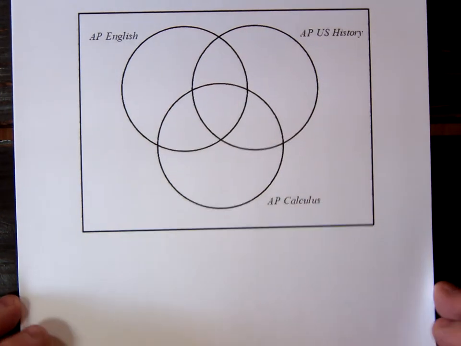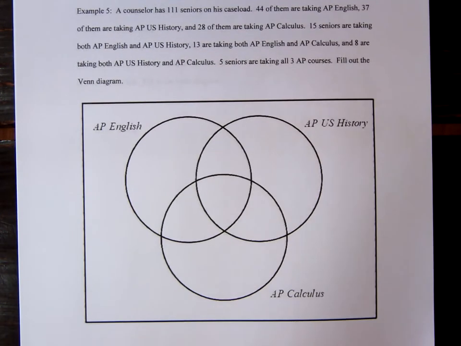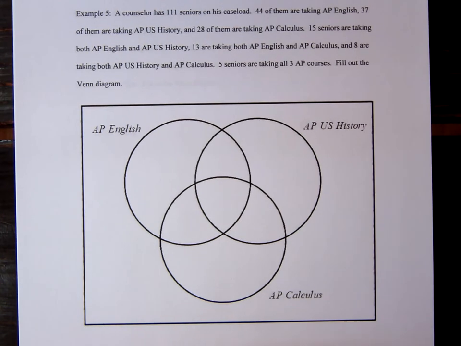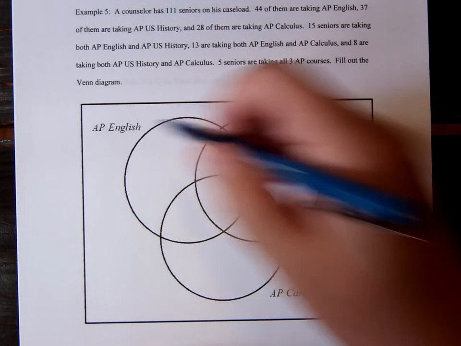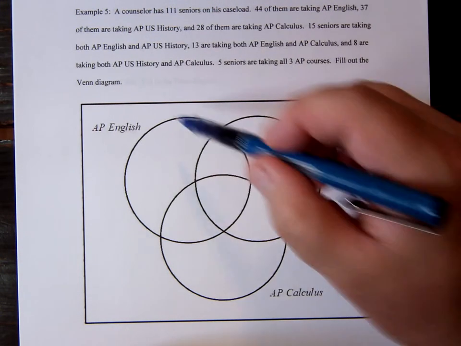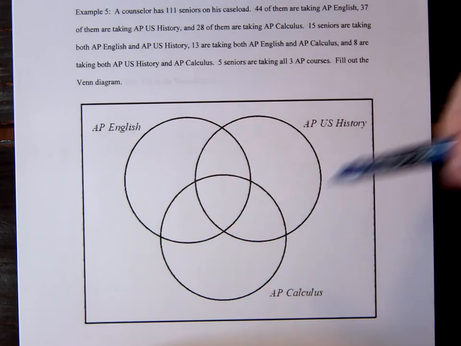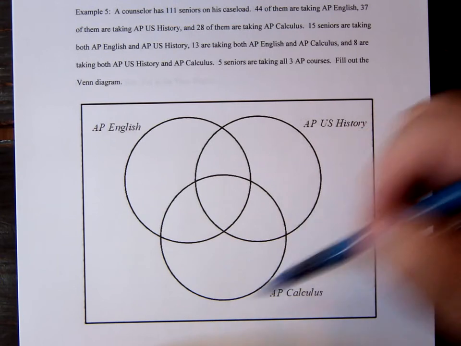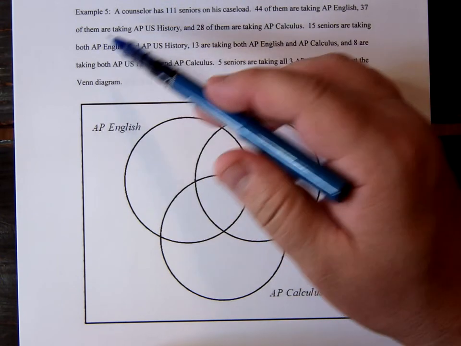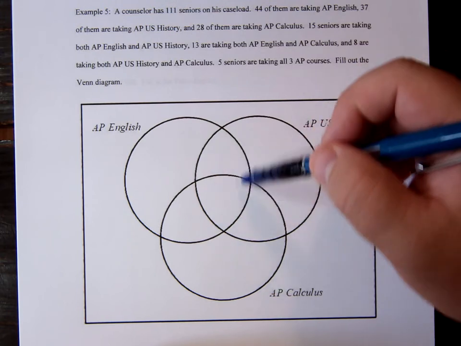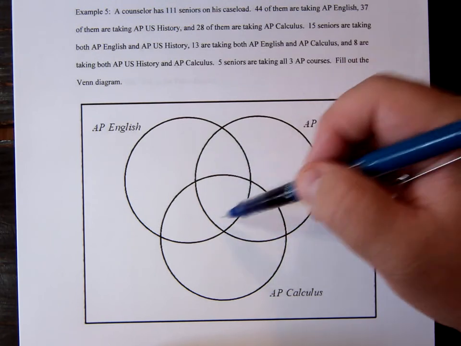Same thing with 3. An AP counselor has 111 seniors on his caseload, so my whole thing's going to add up to 111. 44 take AP English, that whole circle will be 44. 37 in history, 28 take AP Calculus, 15 are taking both English and history. So these two, both, we're going to add up to 15.